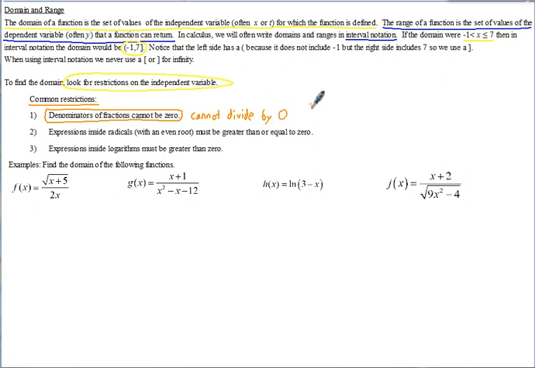Why can't we divide by 0? Well, what's 5 divided by 0? This is saying, what times 0 gives you 5? Nothing, right? There's nothing we can multiply by 0 to give you 5. That's why this is called undefined. There is no defined answer to it.